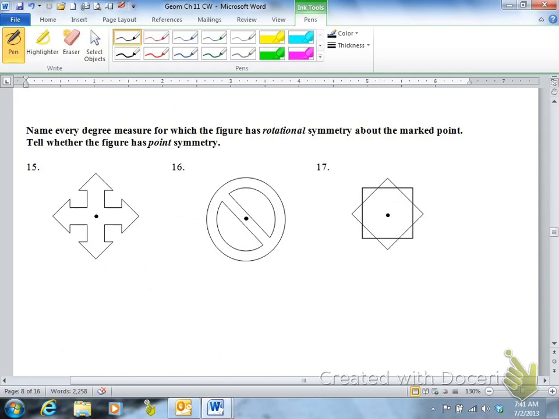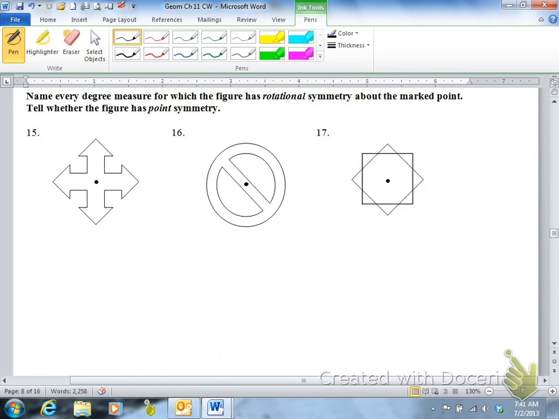Lastly, name each degree measure for which the figure has rotational symmetry about the marked point in the center for each, and tell whether the figure has point symmetry. So rotational symmetry is 180 degrees or less. Point symmetry is a half turn, 180 degrees. Why don't you pause this video and see if you can determine the rotational symmetry and the point symmetry for each of these 3.